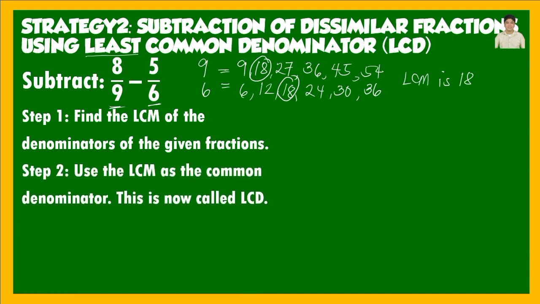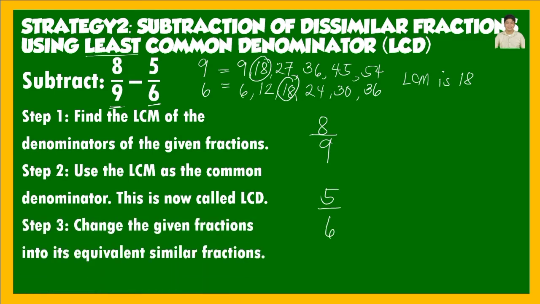Next step, use the LCM as the common denominator. This is now called LCD. So, ayan. Lista na natin yung mga fractions natin. 8 over 9 and then 5 over 6. Third step, change the given fractions into its equivalent similar fractions. So, dahil nakuha na natin yung LCD which is 18, pwede na nating i-change yung dalawang fractions into its equivalent similar fractions. Pareho dapat sila ng denominator.